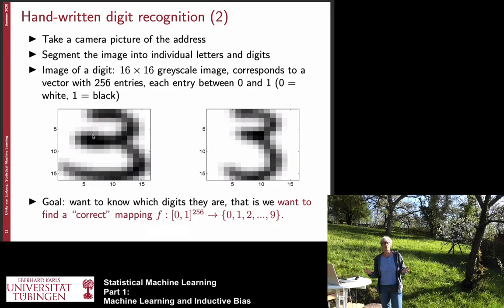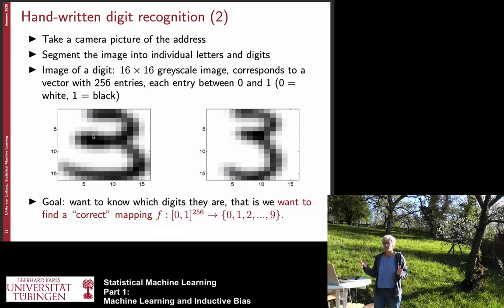Looking at it a bit closer, assume that we have a photograph of a digit, and like here on the slide we have the digit 3. In this case it's a 16 by 16 grayscale image. Each pixel in this image is one of these little squares, and it has a grayscale value. It is a number between 0 and 1. 0 means white, 1 means black, and every number in between is some shade of gray.